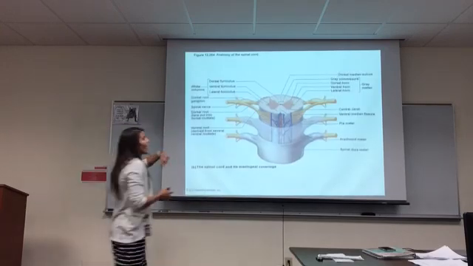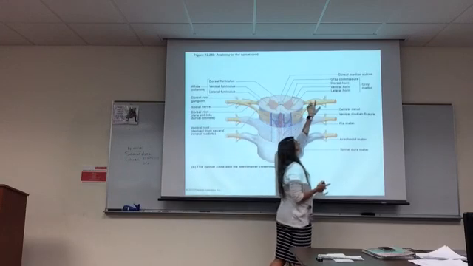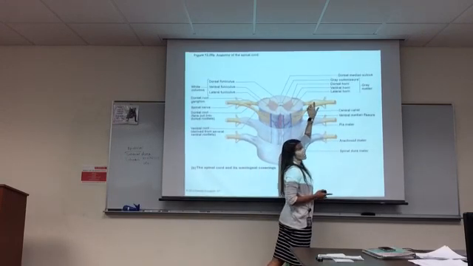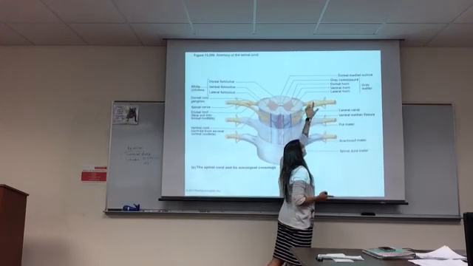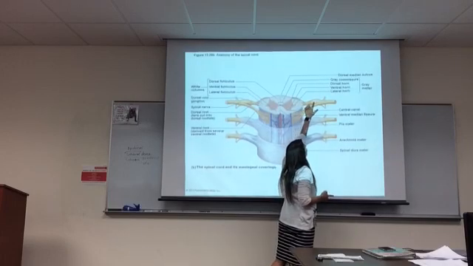So when we say ganglia, just a bulge, it's a bunch of cell bodies together. So this is technically called dorsal root ganglia. So it's on the dorsal side, and it's the ganglia.